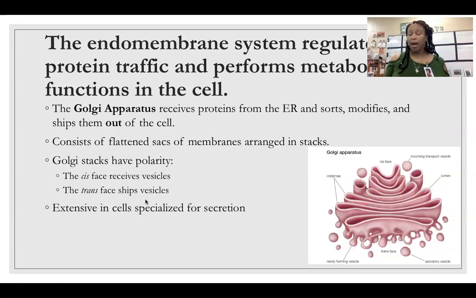The Golgi apparatus has two sides. It has a cis face and a trans face. Cis means same side, trans means opposite sides. So the side of the Golgi that is on the same side as the ER is the cis. That's the receiving side. Proteins come in through that side. They're modified or packaged or both. And then they leave in transport vesicles from the trans face, or the opposite side, the side that is opposite of the endoplasmic reticulum.